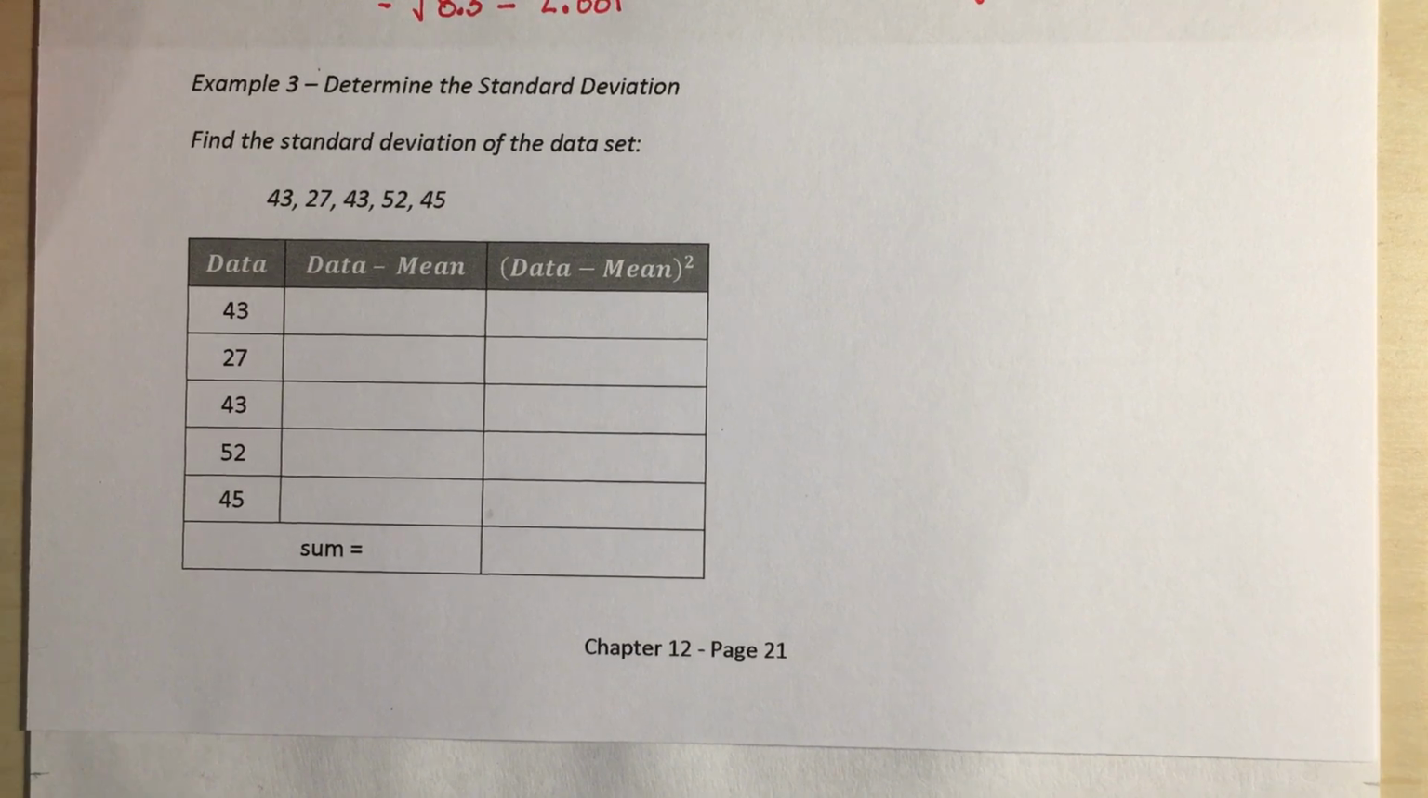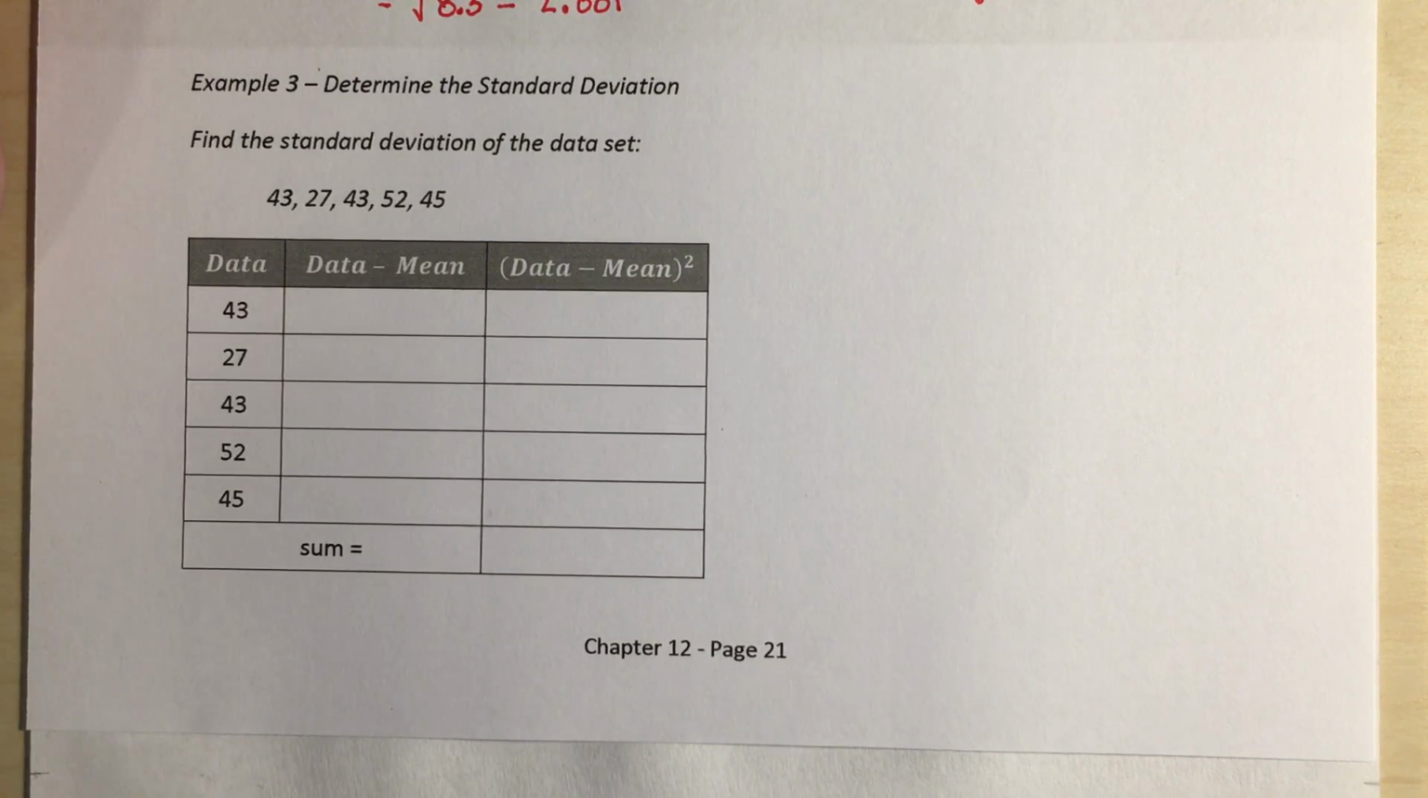All right, so we're going to work through one more example of calculating and finding our standard deviation from beginning to end. Unlike the last example where we were kind of set up nicely, here we're kind of starting from scratch. I went ahead and drew the table in there, but then we're going to go through all of our different pieces of the problem. So find the standard deviation of the data set 43, 27, 43, 52, and 45.